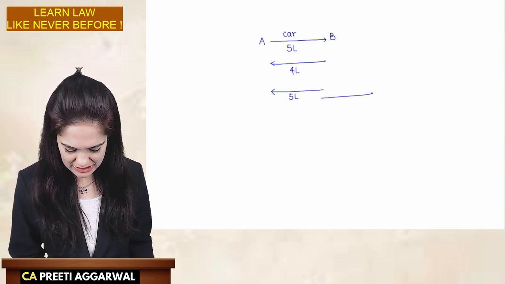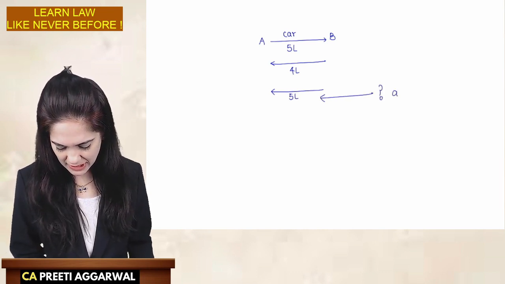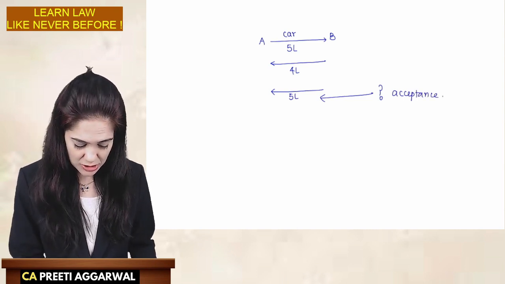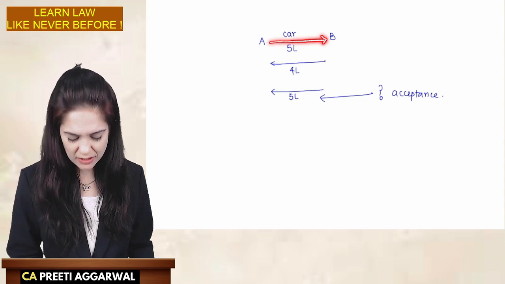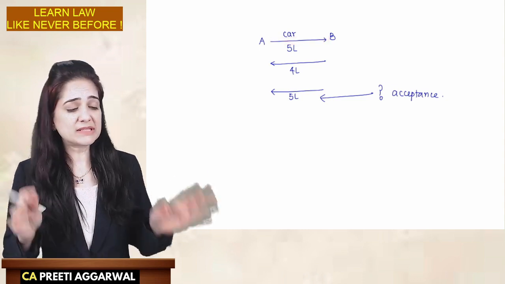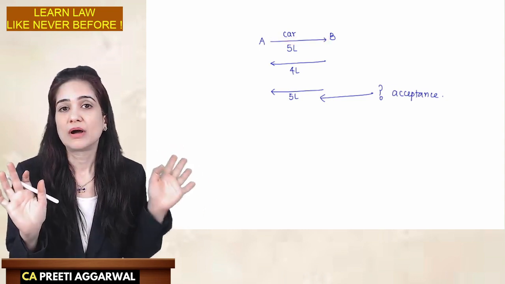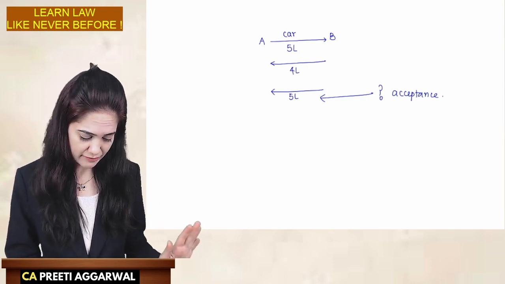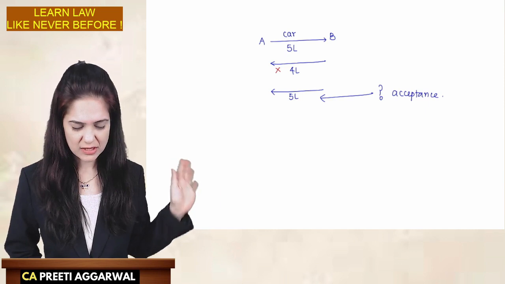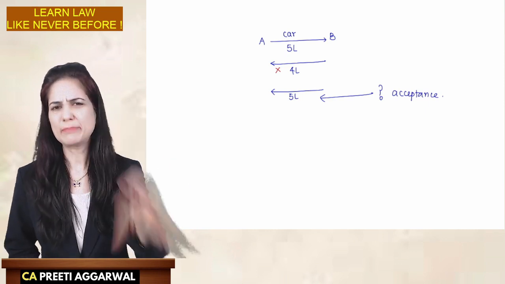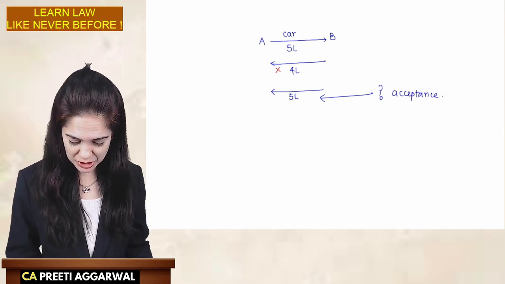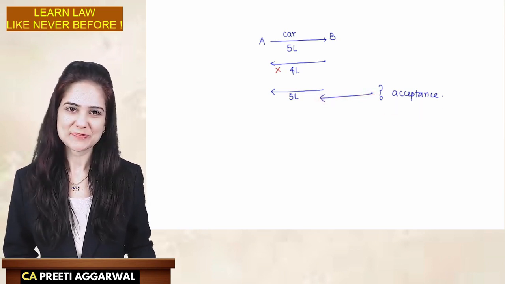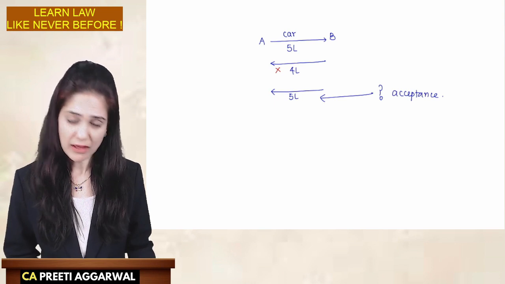My question is, is this acceptance? You want me to repeat the question once again? Okay. So A offered to sell his car to B for 5 lakhs. B is saying, no, 5 lakhs is a lot. I will buy it for 4 lakhs. He's bargaining. A says, no, I will not sell it for 4 lakhs. B says, all right, then I will buy it for 5 lakhs. My question is, is this acceptance? Think about it. Think.